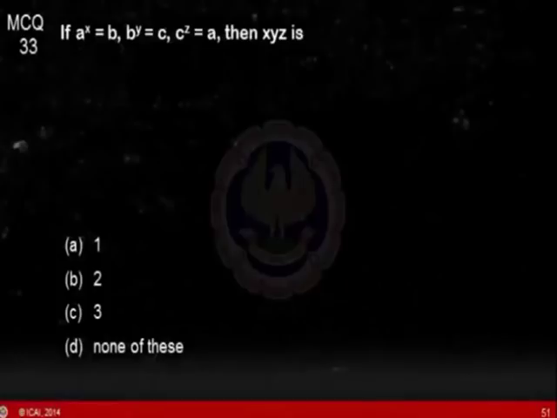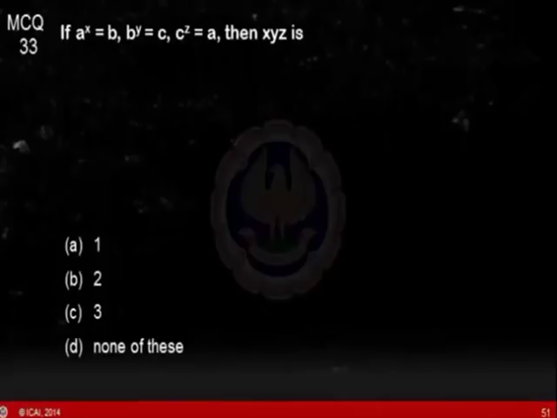Next question, MCQ 33. The question is, if a^x is equal to b, b^y is equal to c, c^z is equal to a, then find the value of xyz. Okay? I'll give you two methods of solving this. One, in case you've studied logarithms, we'll do it by log. And another, you can solve it by the indices method also. So we'll solve it by both methods.